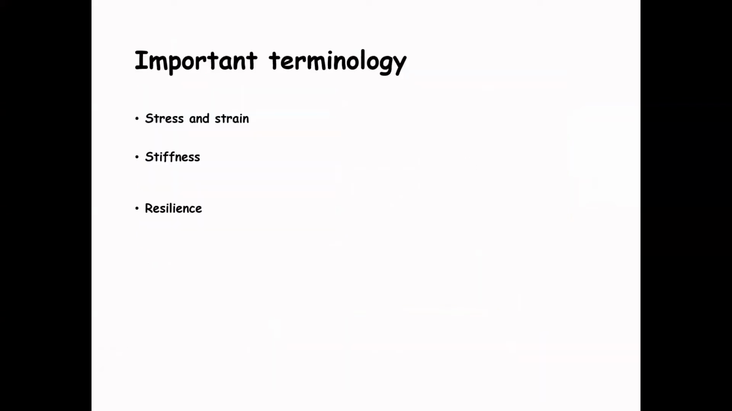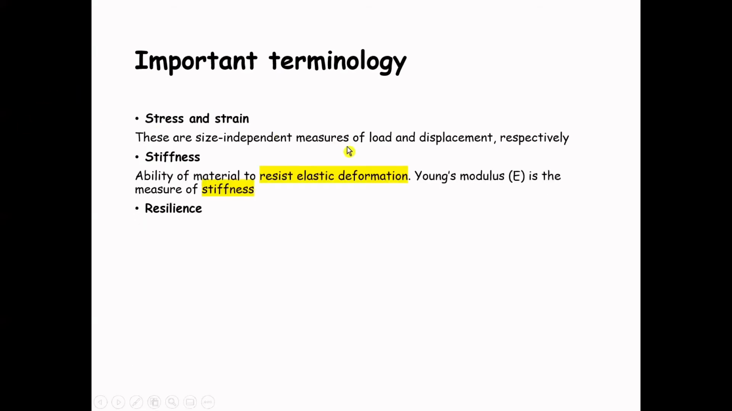And here are some important terminology related to a stress and strain diagram. First, we have stress and strain. That can be defined as a size-independent measure of load and displacement, respectively. And we also have stiffness, that can be defined as the ability of a material to resist elastic deformation. And Young's modulus, or E, is the measure of stiffness.